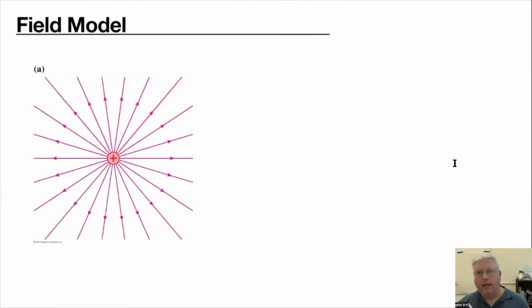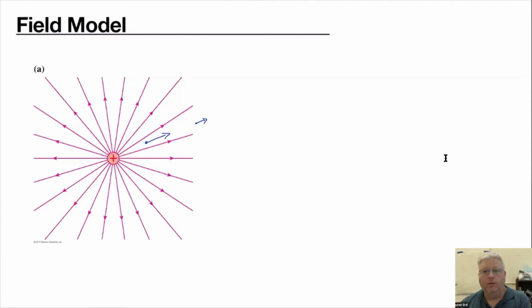Mathematically, a field is a function that assigns a vector to every point in space. So if I want to ask what the field looks like at this point, well, it's a vector that points out like that. And if I ask what it looks like here, it still points in the same direction, but it's going to be smaller. The closer you are to the source, the bigger the arrow, and it gets smaller as it goes further away.